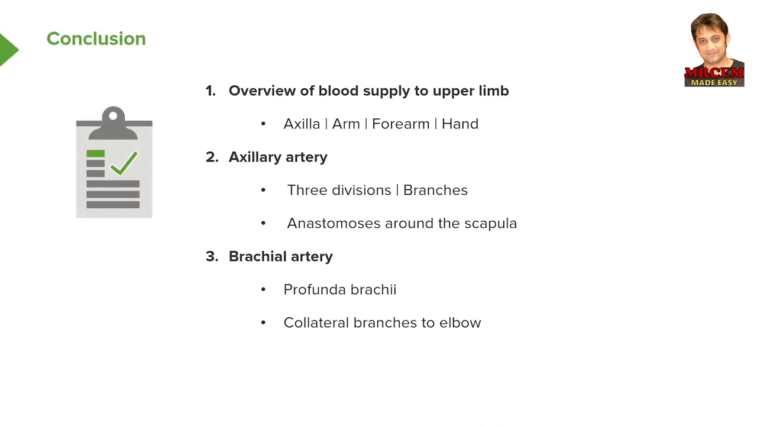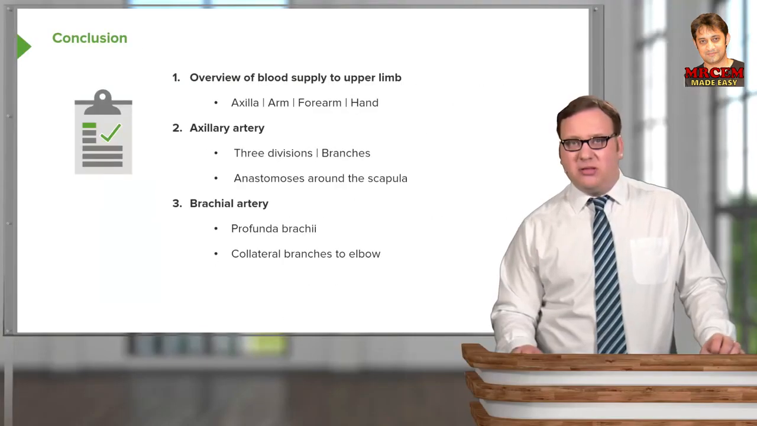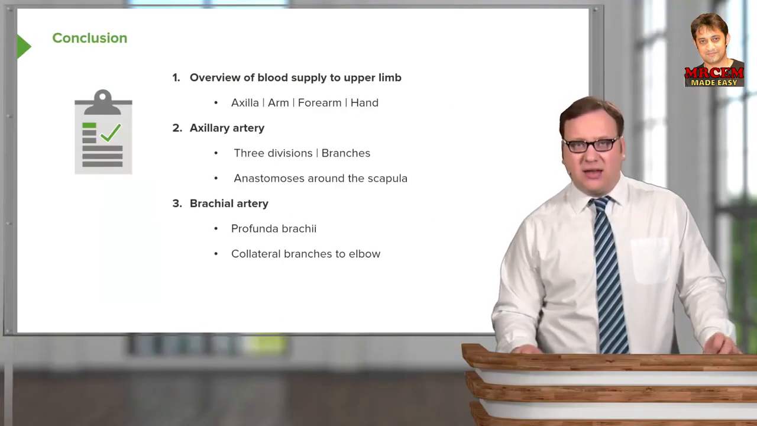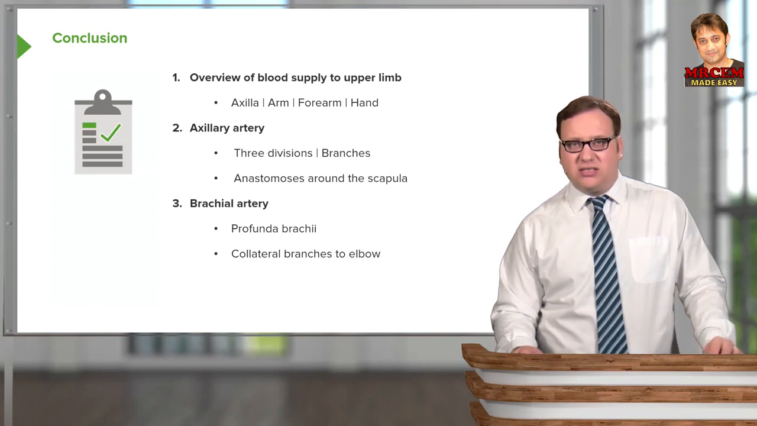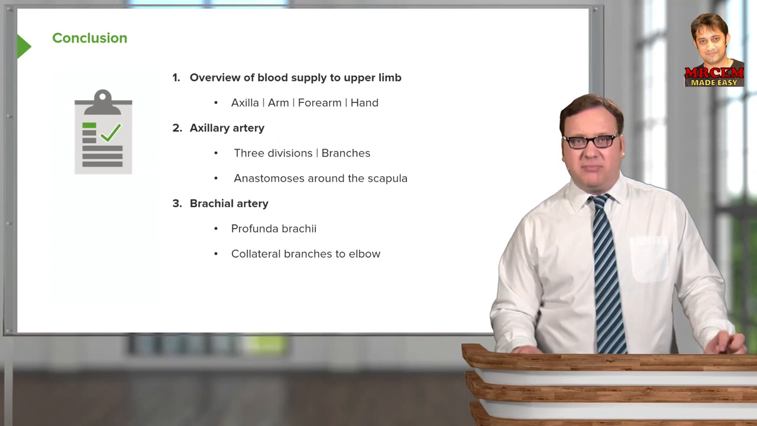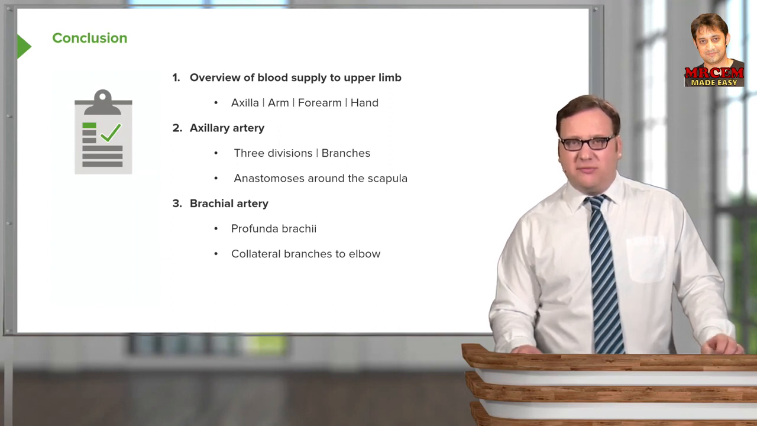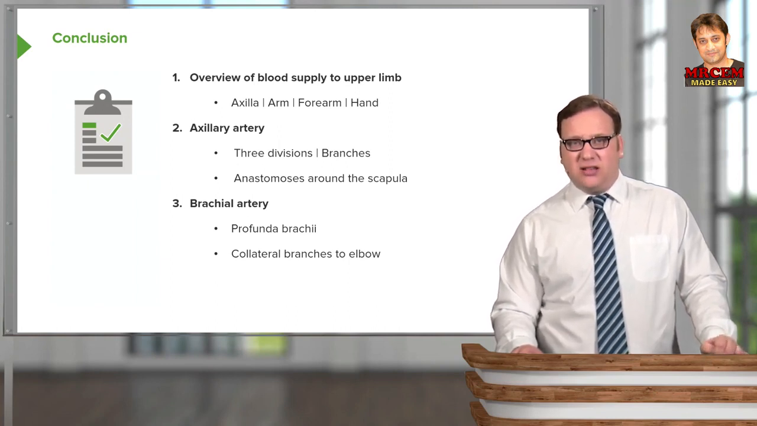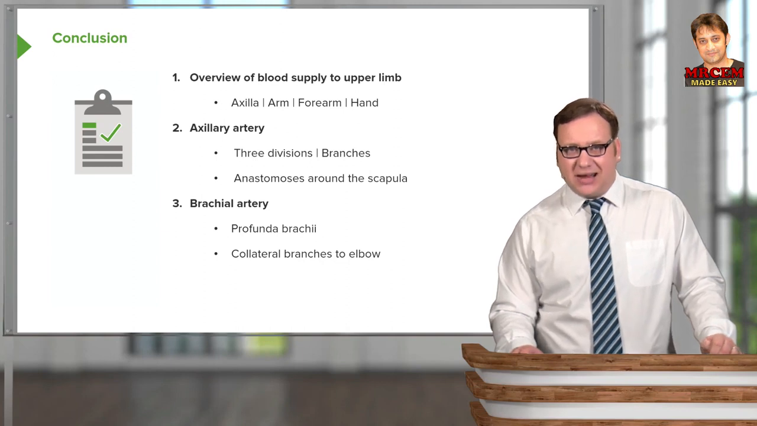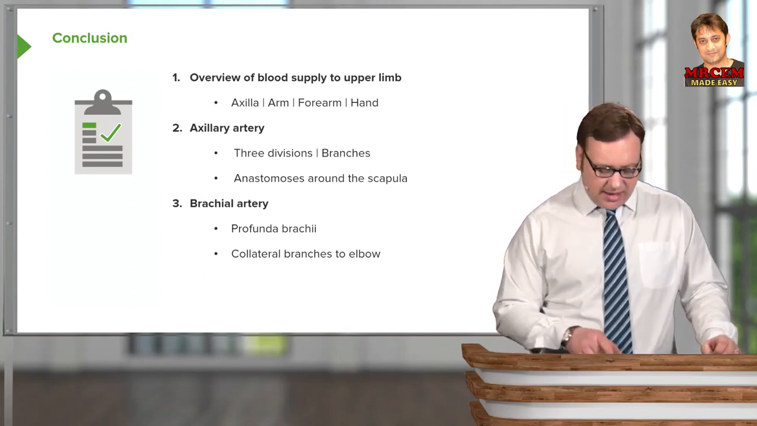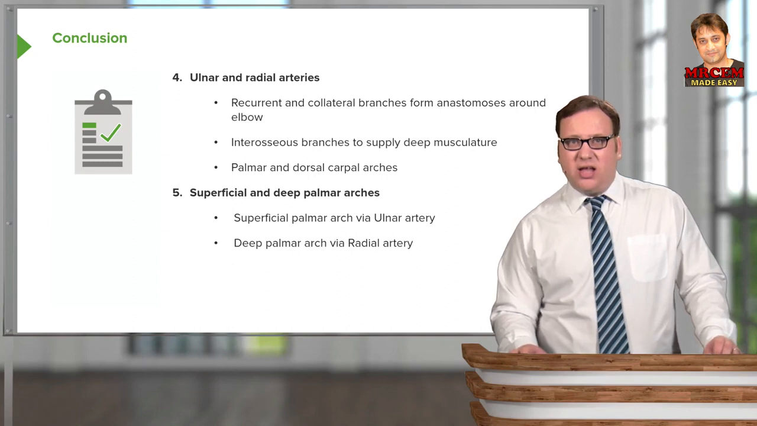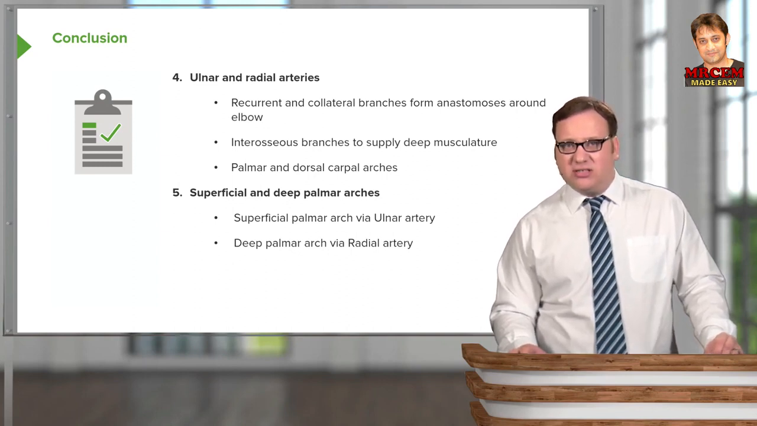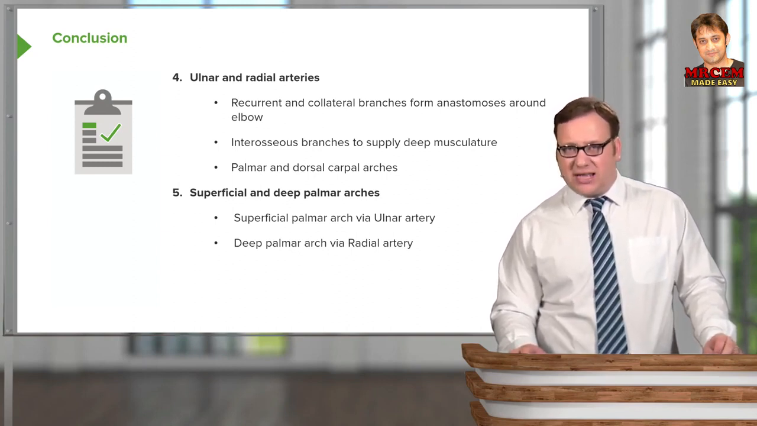So in this lecture, we've reviewed the blood supply to the upper limb, looking at the blood supply to the axilla, the arm, the forearm, and the hand. We looked at the axillary artery, its 3 divisions and branches, and anastomoses around the scapula. We then looked at the branches coming from the brachial artery, specifically the profunda brachii, and some collateral branches that supplied the elbow. We then looked at the ulnar and radial arteries, the recurrent and collateral branches forming anastomoses around the elbow.